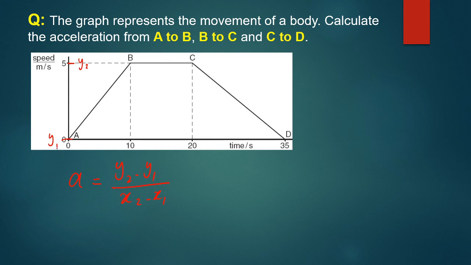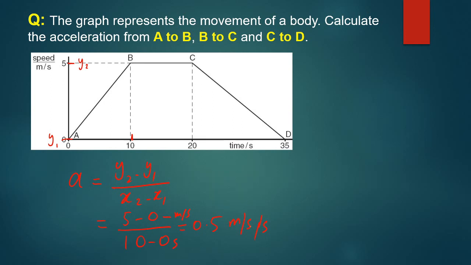In that case, my y2 is 5, my y1 is 0, my x2 is 10 here, and my x1 is 0. So 5 divided by 10 is 0.5 meters per second squared. Why? The speed over here, this part of the graph is in meters per second, and that's the second.